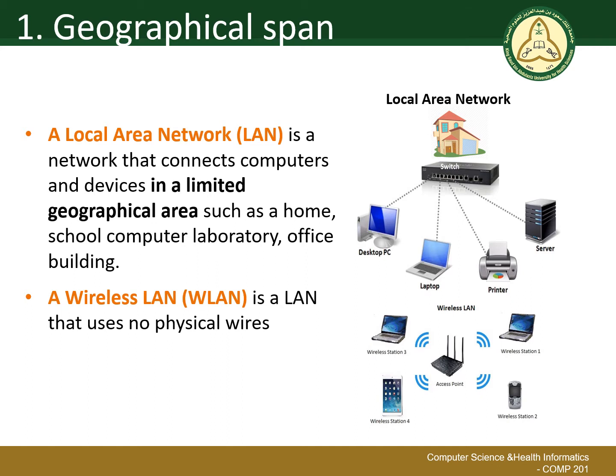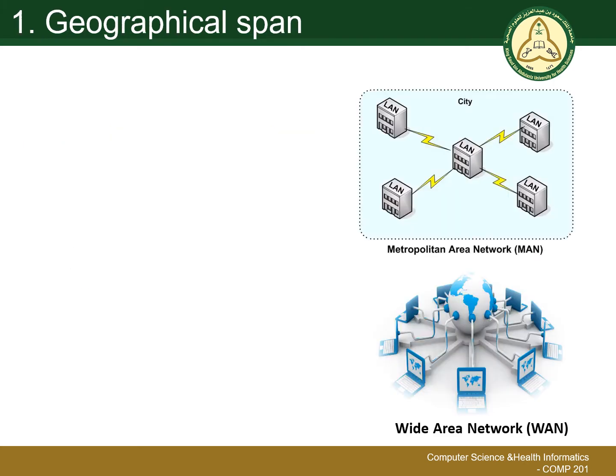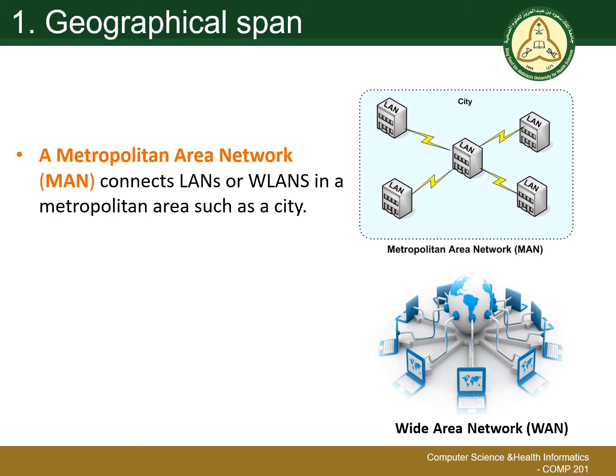If it is using wireless connection, then we call it WLAN, and that means no physical wiring between the connected devices. Third one is MAN, or Metropolitan Area Network, which connects local area networks or wireless area networks in a metropolitan area such as a city. So we have different types of local area networks. We connect those different local area networks together to form what we call the MAN, or Metropolitan Area Network.